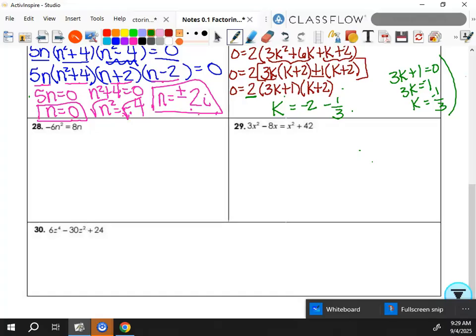All right. So let's look at 28. I need to do what first? Yeah, set it equal to 0. So I would move the 6, absolutely. So 0 equals 6n squared, because I'm adding that, plus 8n. Can I factor this at all? Yes. What can I factor out? 2n. So I'm going to factor out a 2n. That leaves me with n plus 4.